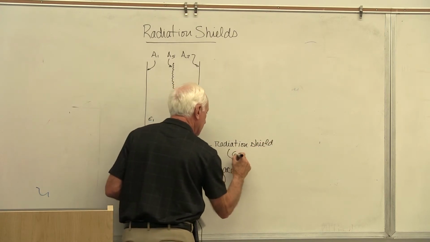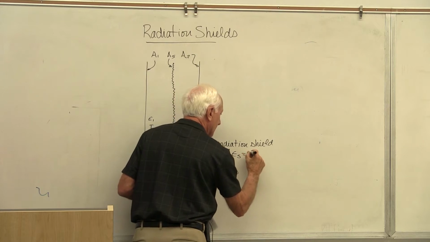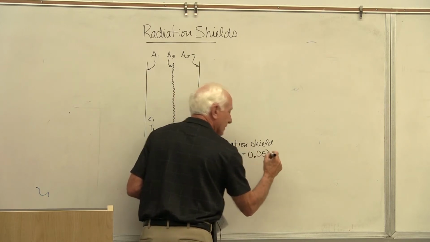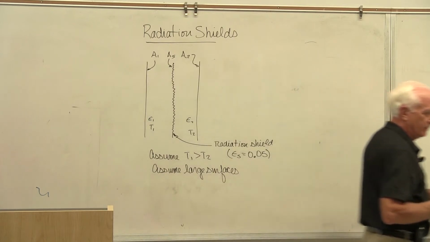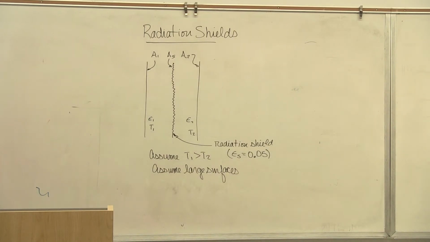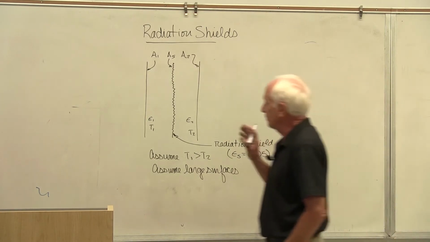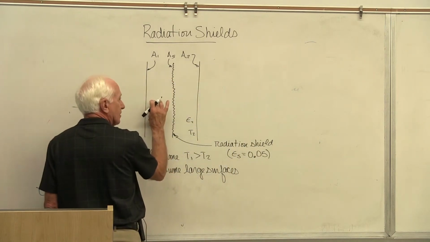Typically the emissivity of the shield, I picked a number from the back of the book, 0.05, very low emissivity. Typically it is something like a thin sheet of aluminum foil. That's essentially what it looks like. A very thin sheet, like aluminized mylar, but like a piece of aluminum foil in your kitchen. You put that between a hot surface and a cold surface, and what it does is cut down on the total radiation heat transfer from the hot surface to the cold surface.